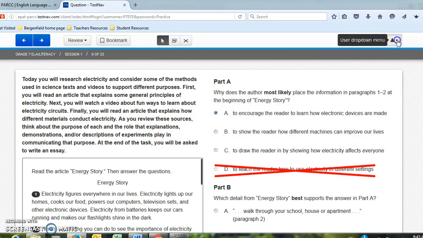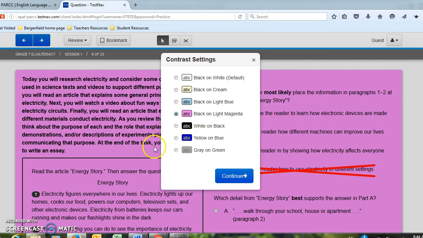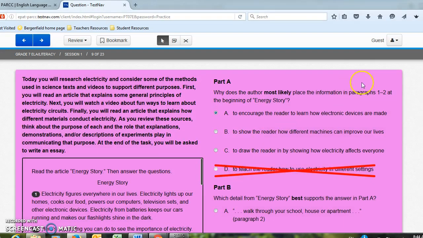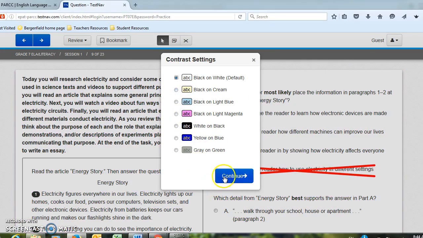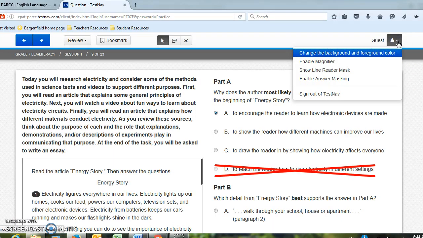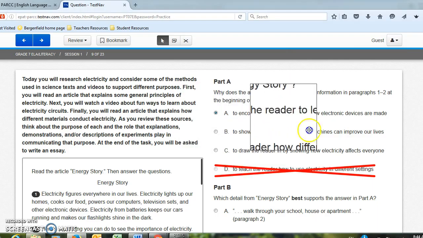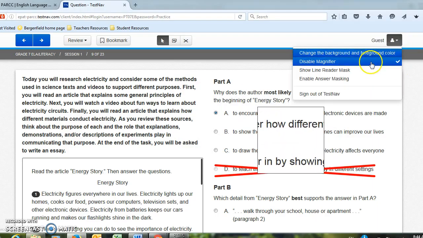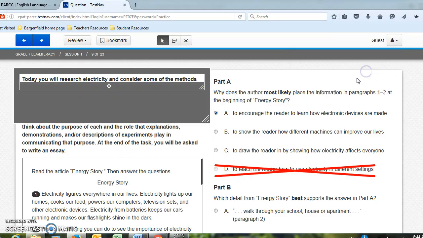And then over here, you can change the background and foreground color. I really don't recommend it. It kind of wastes time. But if you really feel like you have to do that, then you can. But don't spend a lot of time changing the colors. It's kind of silly and unnecessary to your score. You can have the magnifier if this is helpful to you and you want to magnify something on the page. You can use that. You do not have to use any of these tools at all. You can completely ignore them.